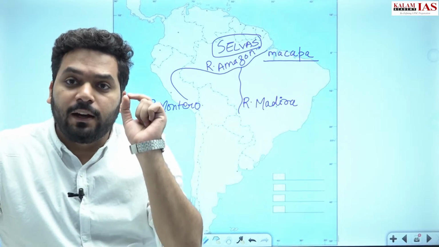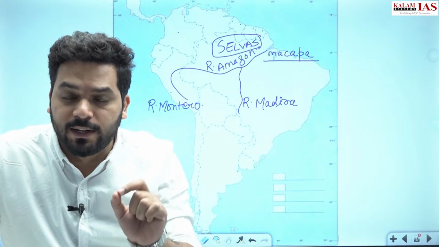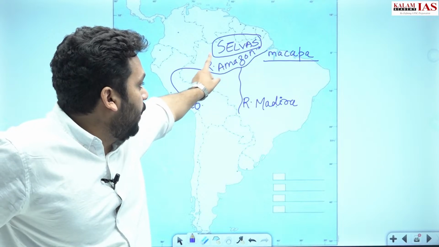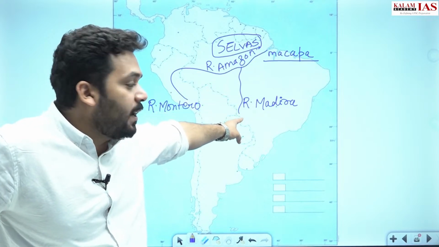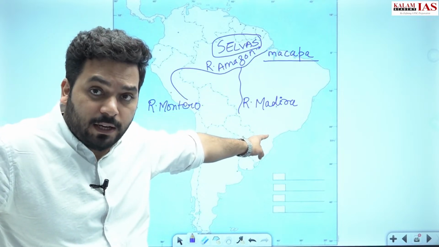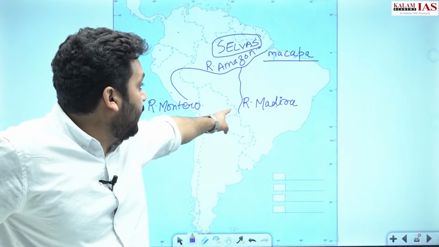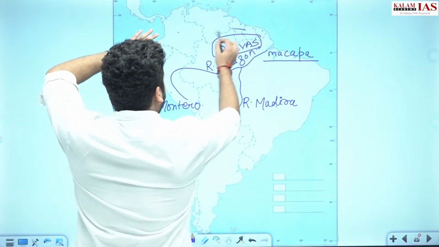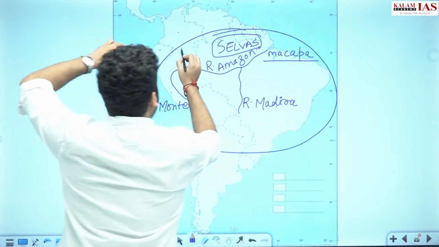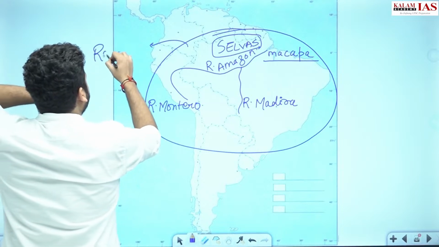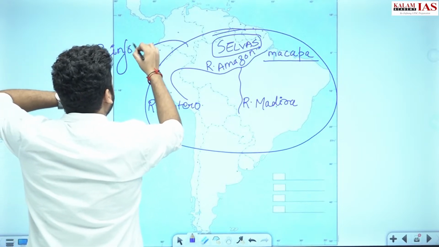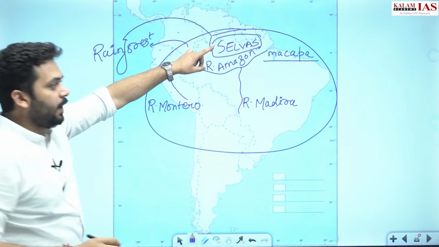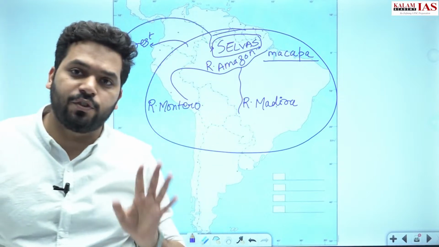The place where it drains out is called Macapa. The city is Macapa. Its largest tributary is River Madeira. Its drainage area has rainforests, which are called selvas. These are 3 to 4 facts which you have to remember.